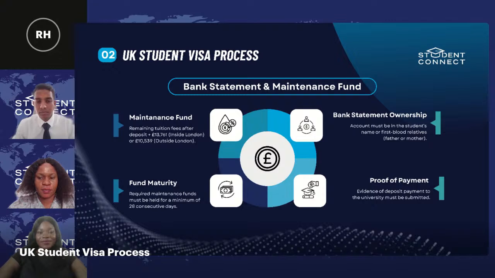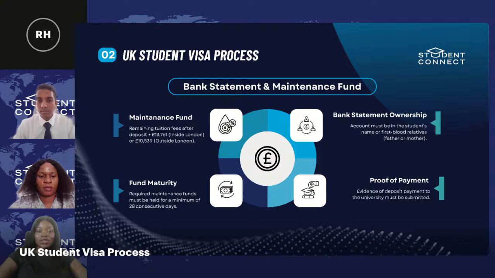Now, talking about the bank statement and maintenance funds, you need to prepare adequately in terms of your financial preparation. For a UK student visa, one of the most important parts of the process is financial preparation. This is where the student needs to be most careful, because you must prove you have enough funds maintained to cover both your living expenses and the rest of the tuition. Here's a clear breakdown.